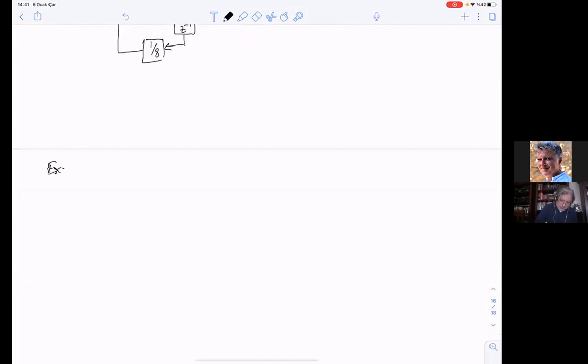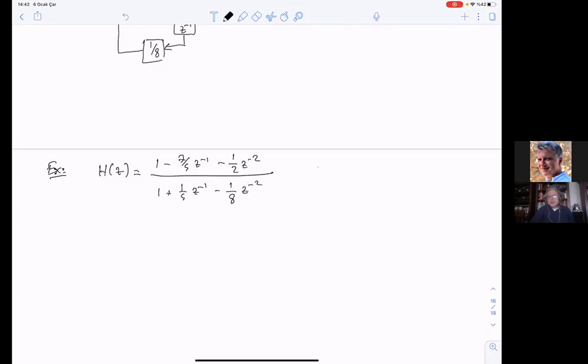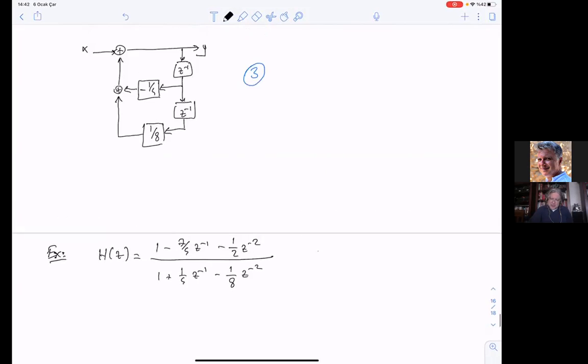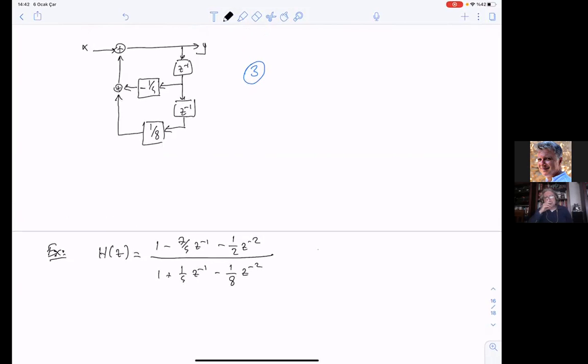So that's an example. And h of z is equal to 1 minus 7/4 z to the -1 minus 1/2 z to the -2 over 1 plus 1/4 z to the -1 minus 1/8 z to the -2. By the way, notice that the denominator is exactly the same as the previous example because it helps me to split the formalism, and the direct form of the denominator is already given here. It's at the top of the page.